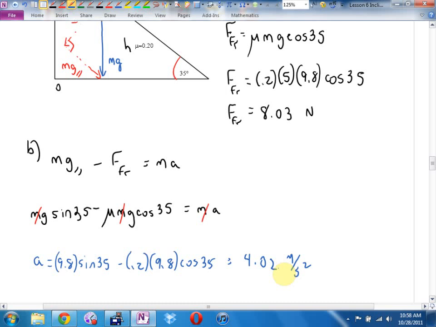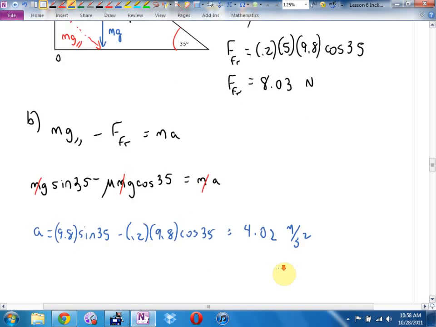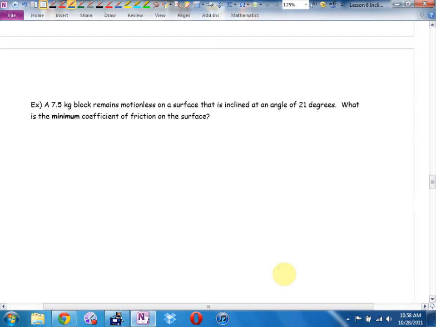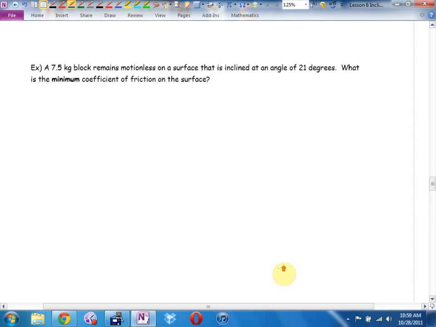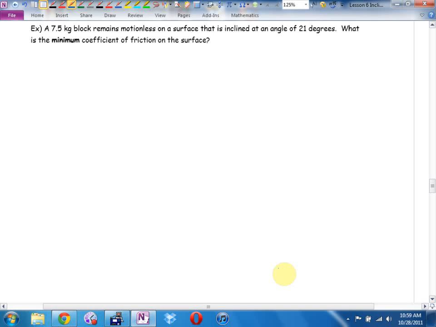Example 7, or example, no number on it, apparently. A 7.5 kilogram block remains motionless on a surface that is inclined at an angle of 21 degrees. What's the minimum coefficient of friction on the surface? Okay. I like this question.